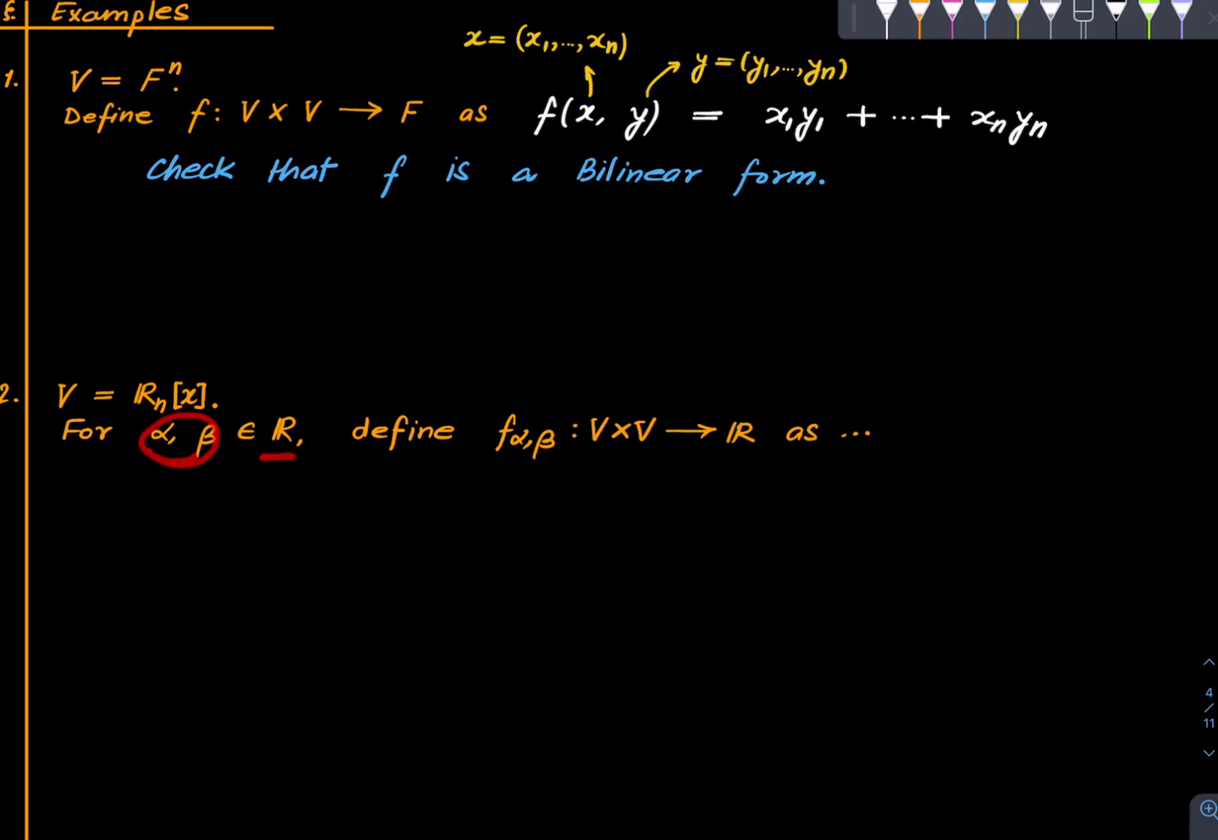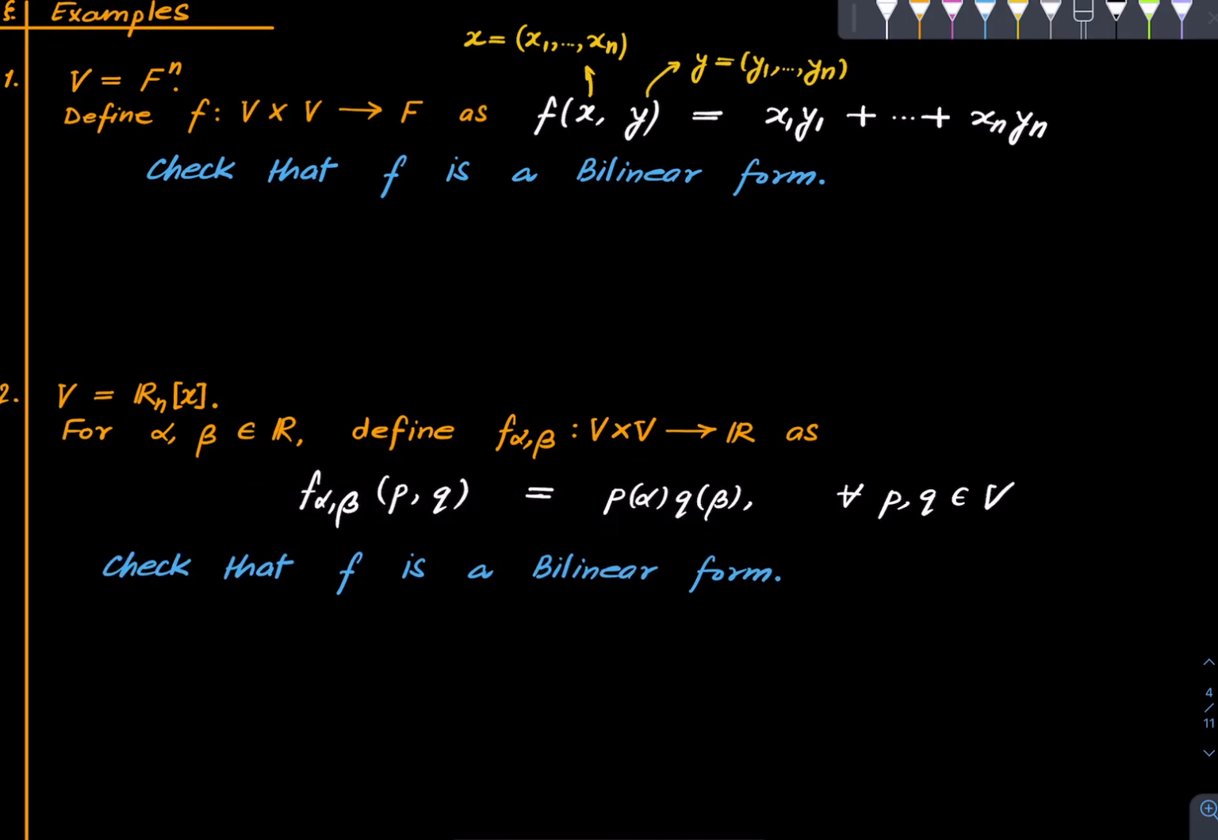Fix two scalars alpha and beta. Then we define this map as f of alpha comma beta, and you feed it two polynomials p and q. The output is p alpha times q beta. This is again for all p and q in the vector space. So that's the definition. Again, p alpha is the evaluation of p at alpha, and similarly q beta. So perhaps I should have written a px here, but it's okay. It's fine. There should be no confusion. And as above, I leave you to check that this is a bilinear form.